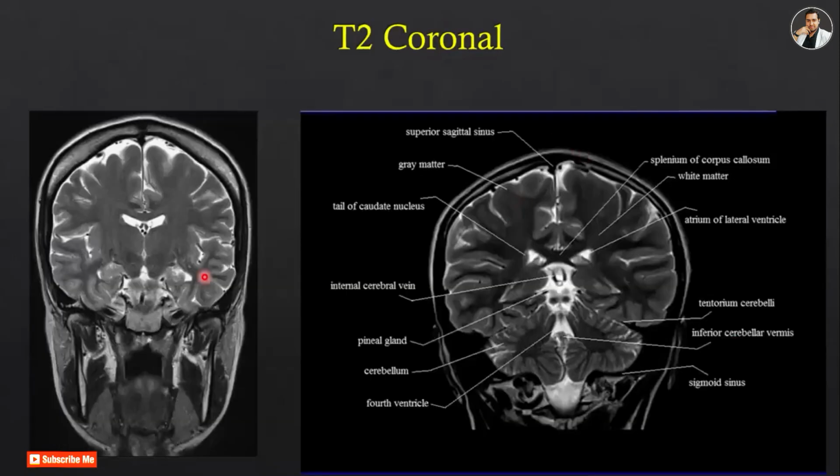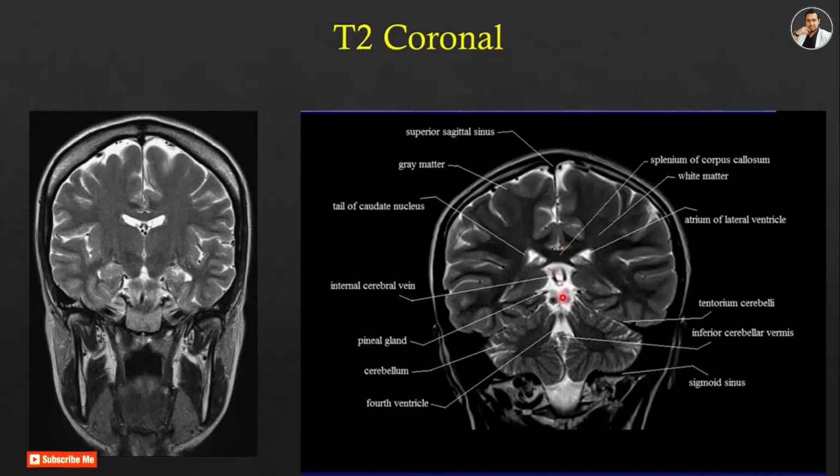The brain also has coronal images. The upper part of the brain is the superior sagittal sinus. The outer part is the gray matter, but the inner dark part is the white matter. This is the coronal view of the corpus callosum.